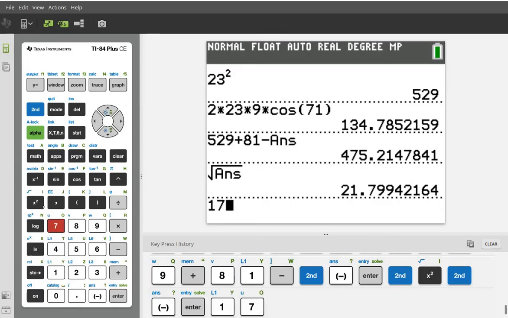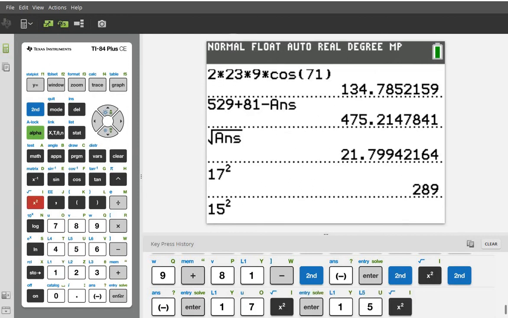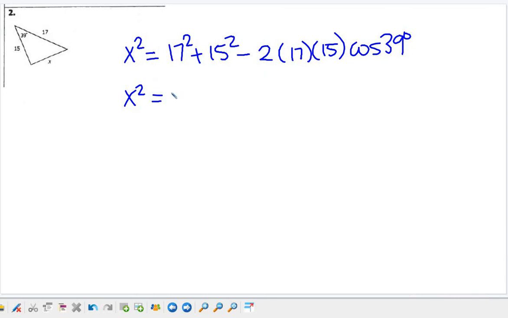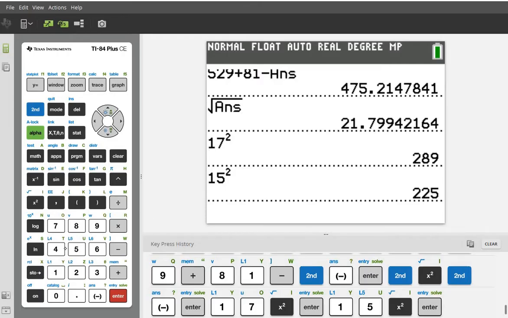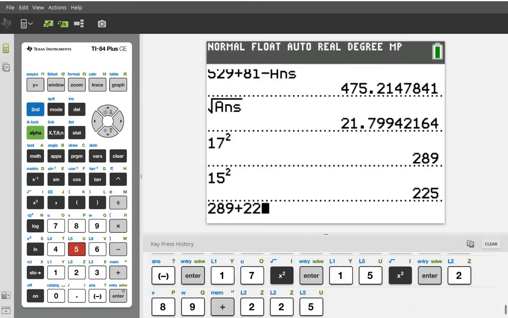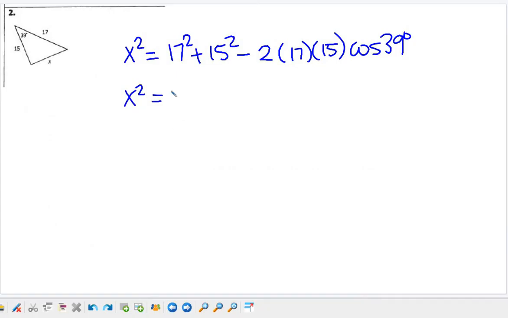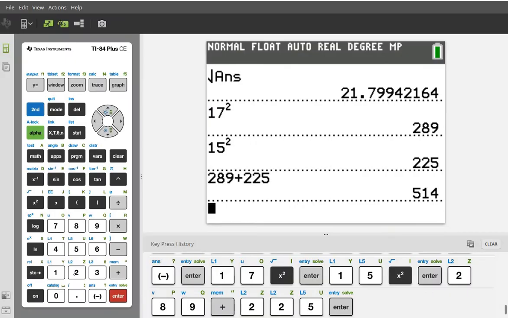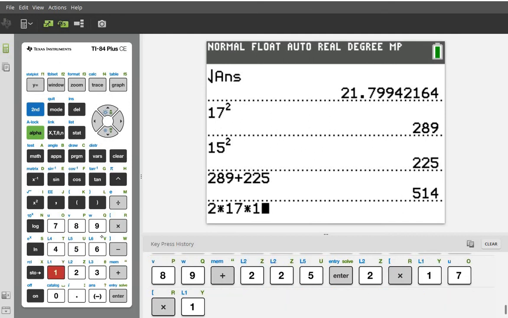So 17 squared is 289 and 15 squared, you should know, is 225. So 289 plus 225 minus, and you could go ahead and add those together if you wanted. Because you do it in order from left to right, we could go ahead and do that. Let's do that this time. So let's do 289 plus 225, just causes me one less step in a second. 514 minus all of this multiplied together. So 2 times 17 times 15 times cosine of 39.